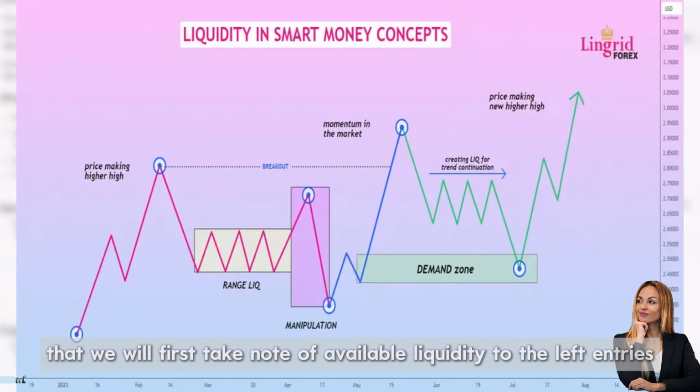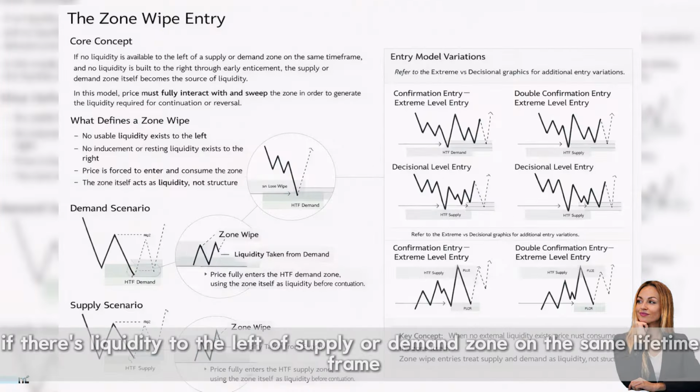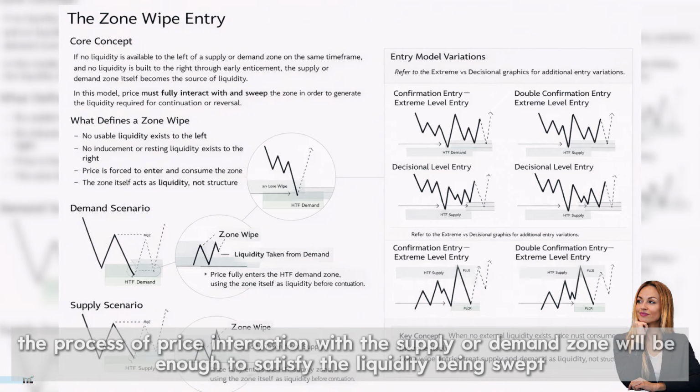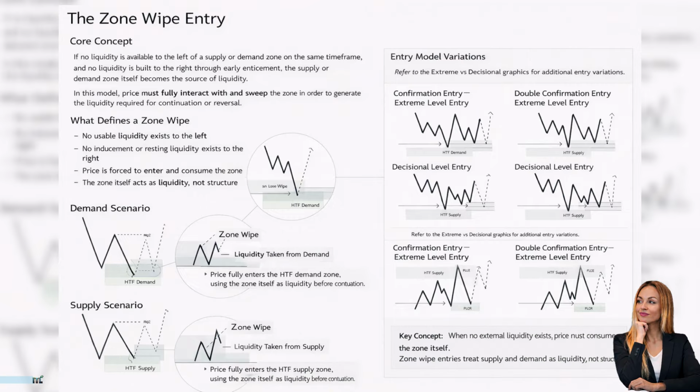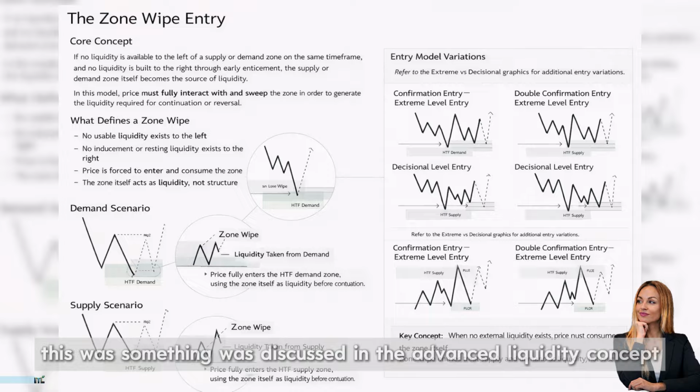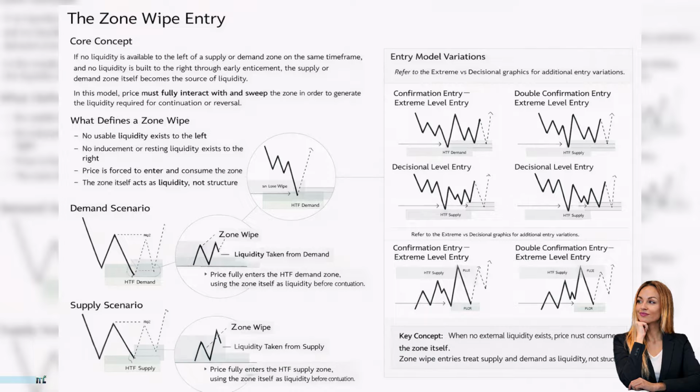We will first take note of the available liquidity to the left of entries. If there's liquidity to the left of a supply or demand zone on the same time frame, the process of price interacting with the supply or demand zone will be enough to satisfy the liquidity being swept. So the entry could be made right in the zone without any need to create any more liquidity. This was discussed in the advanced liquidity concept and it's nothing new at this stage.